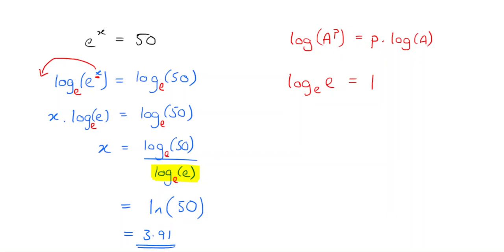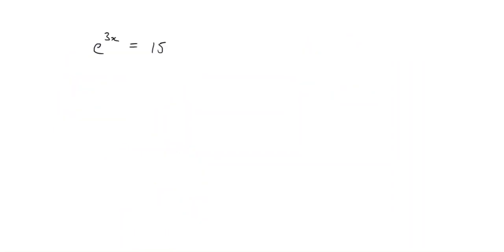Just to recap, if we want to solve an equation like this one, before, we know that we have to log both sides. But if you're dealing with a situation where you've got the natural number e, then the logarithm you choose is log base e, the natural log. Okay, let's try another example.